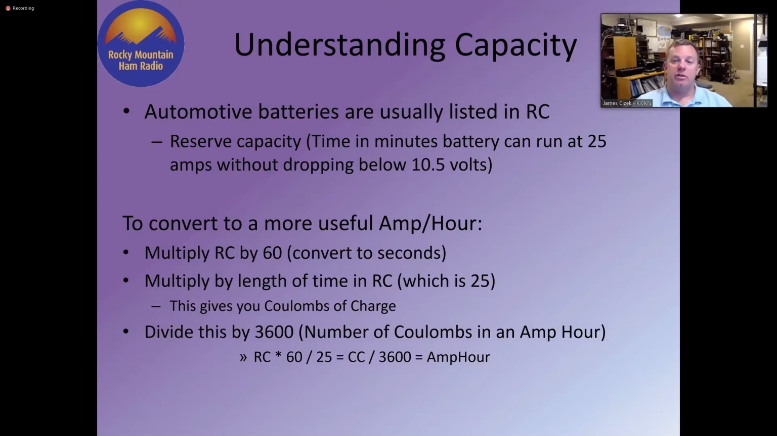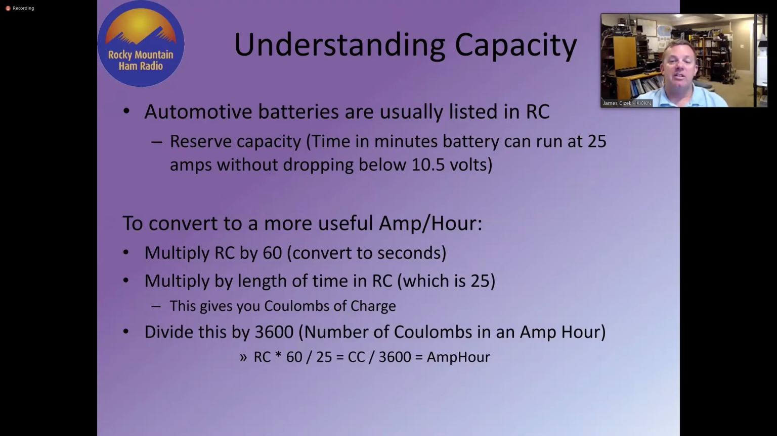But good news, if we want to use amp hours, which is the most friendly unit of capacity for ham use, we can roughly get there by that formula there. We take the reserve capacity times 60, which converts it to seconds. We multiply by the current in the reserve rating, which is 25, and that gives you the number of coulombs of charge.